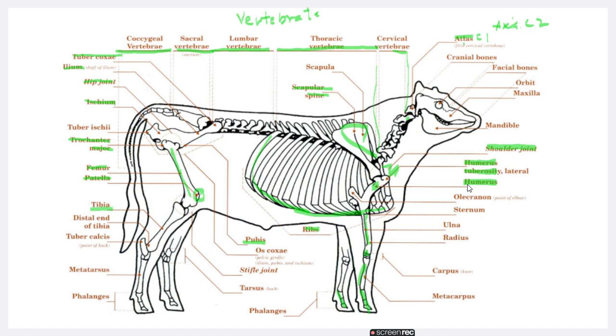And then we have the tibia. Tibia and fibula are together. And then we have metatarsals and the phalanges. This one is the stifle joint between the patella and the femur. Stifle joint. Then we have tarsals and then phalanges.